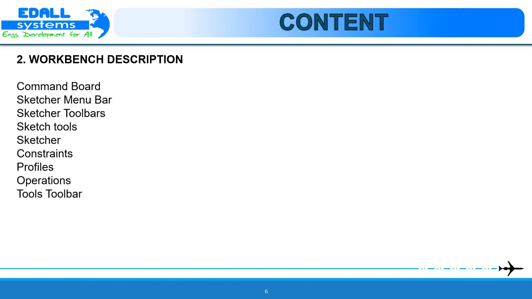Then we move on to the workbench description, under which we have command board, sketcher menu bar, sketcher toolbars, sketch tools, sketcher, constraints, profiles, operations, tools toolbar. Then we have customizing for sketcher.